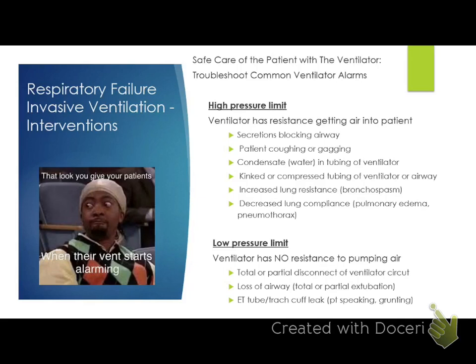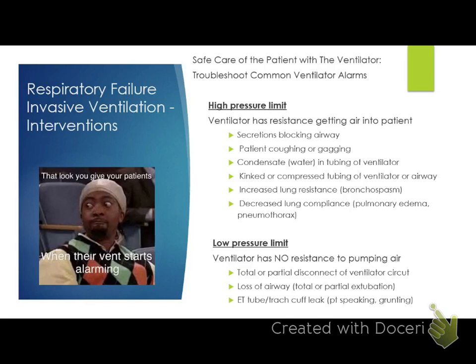So if their high-pressure alarm's going off, you're going to look for secretions. You're going to look for the patient maybe gagging or coughing or trying to do something against the tube. They might need more sedation. They might need to be suctioned. They may have water in the ventilator. Maybe the ventilator got kinked somewhere along the line, some of the tubing. Anything that stops the ventilator from getting air in. So we're just going to start with the patient, make sure everything looks good, and check all the way to the ventilator, and make sure there are no kinks or anything in the tubing.